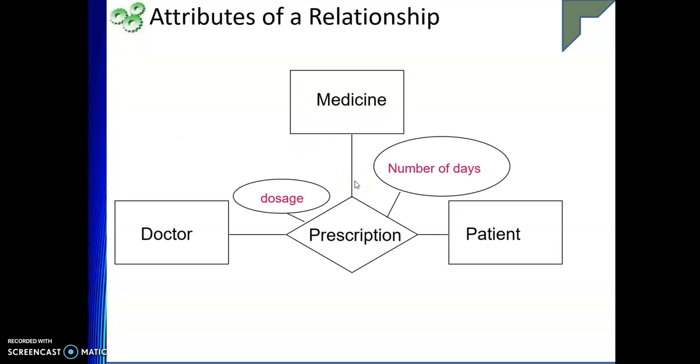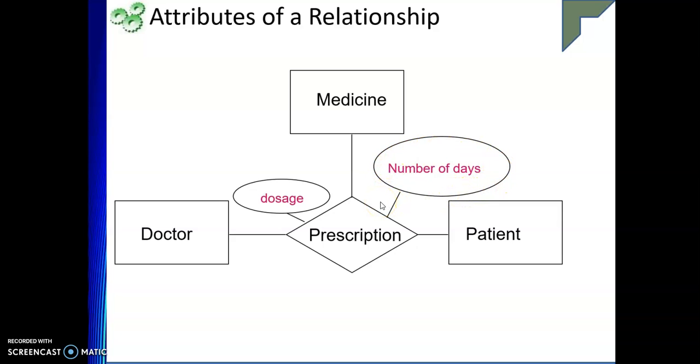Similarly, we can have certain attributes in a relationship. Say, for example, in this ternary type, a doctor prescribes some medicine. When he prescribes it, he may say the number of days that the patient needs to take this medicine, and what the dosage is, such as two times per day or three times per day.